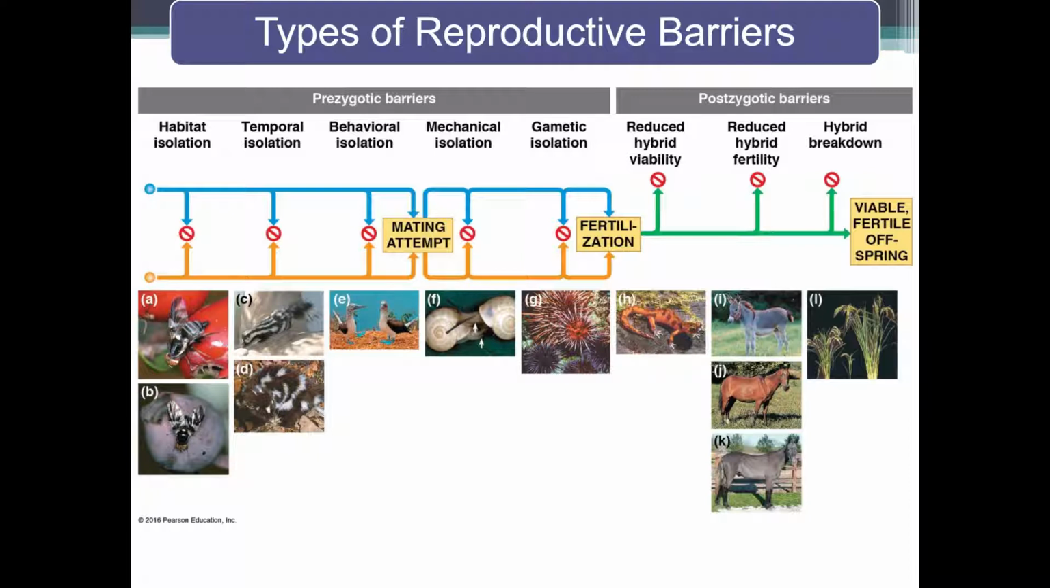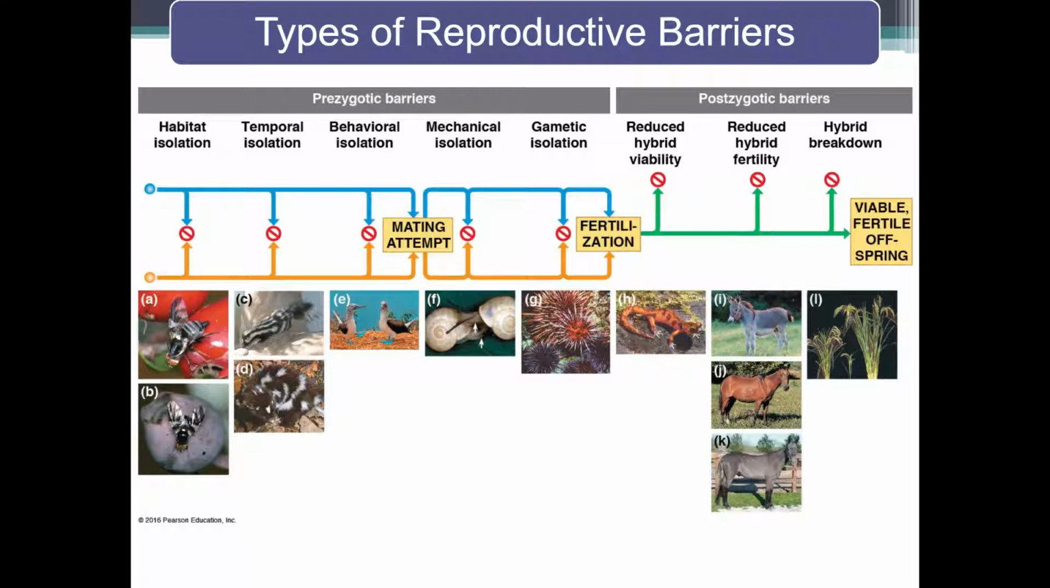Okay. So the first one is habitat isolation. That is two species living in the same geographic area, but not in the same habitat. If they're not in the same habitat, that's going to prevent them from mating to begin with. Temporal isolation is the next one, and that's going to deal with species that may breed at different times of the day or during different seasons or different times of the year. So that prevents their mating.